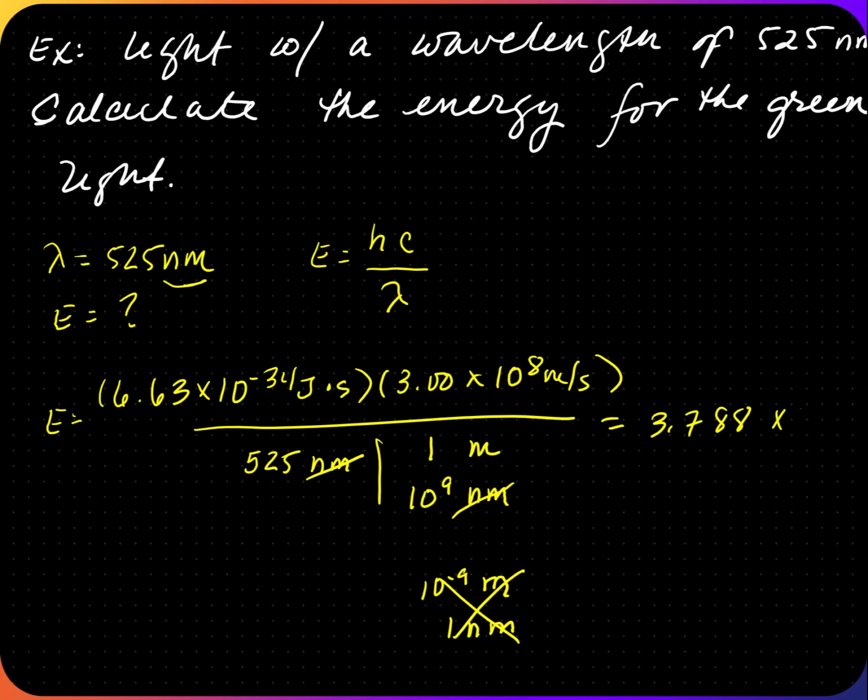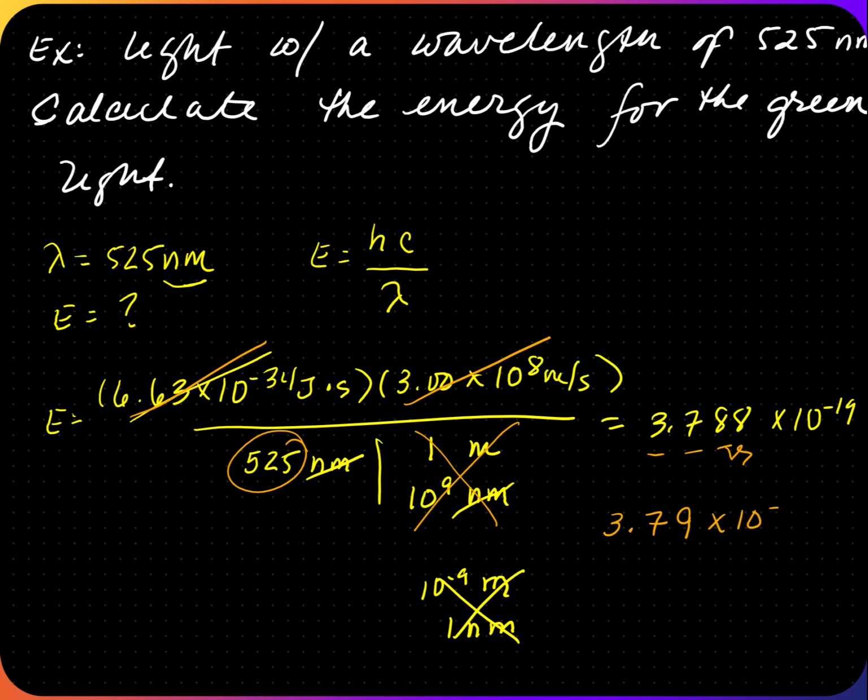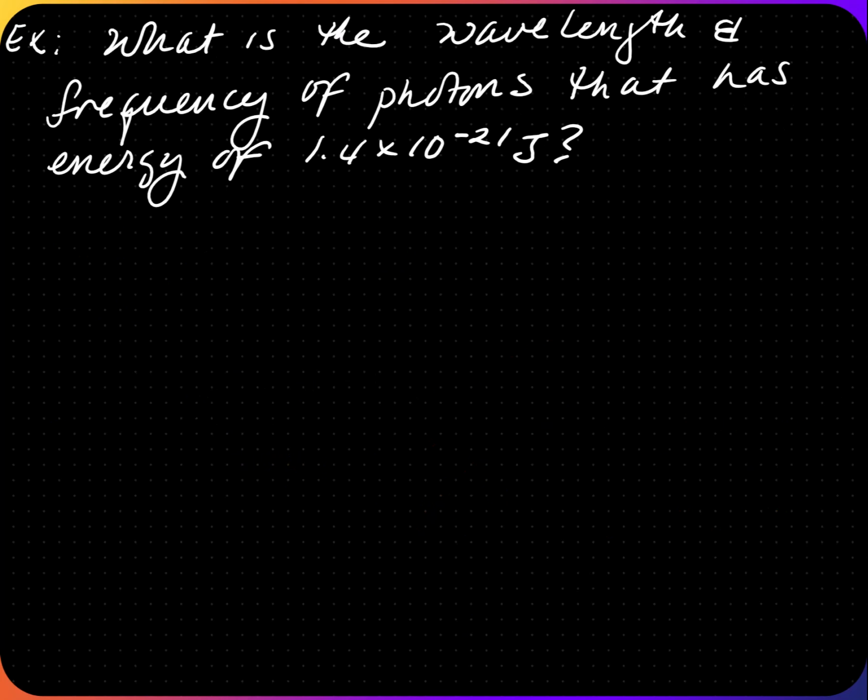3.788 times 10 to the negative 19th. If I do sig figs, h doesn't count, it's a constant. Speed of light doesn't count because it's a constant. So it's only going to depend on the wavelength, so there's 3. Remember, conversion factors do not count. So 1, 2, 3. I look 1 to the right. So it's 3.7, which rounds up to a 9. And we must write the exponent, times 10 to the negative 19, with units of joules. Pause the video, try this problem on your own, and then check your answer.